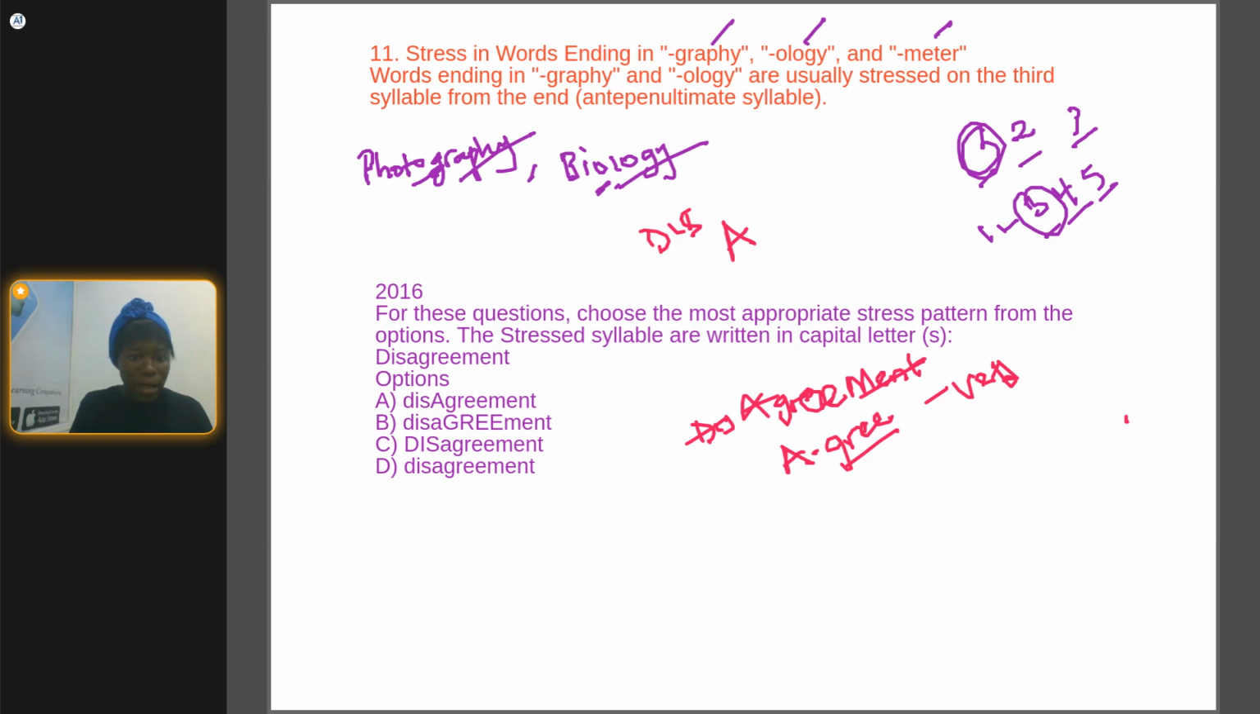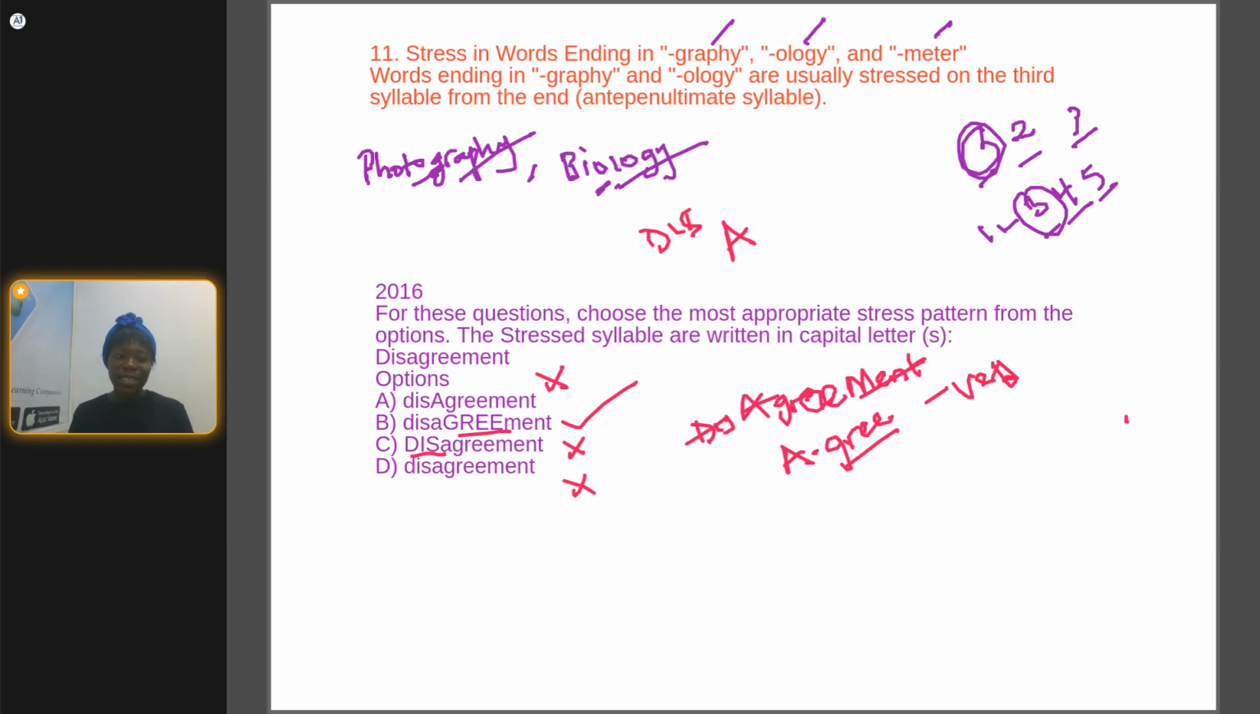Option A has stress on the wrong syllable. Option B has the stress on agree, which is right. Option C has the stress on dis, which is wrong. And option D has no stress at all. So that means the correct option is option B.